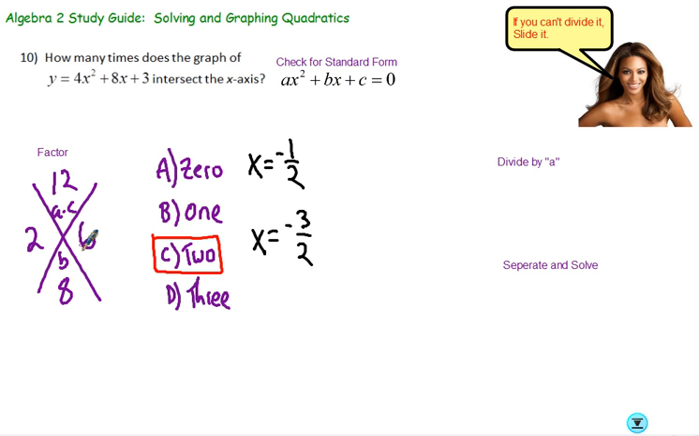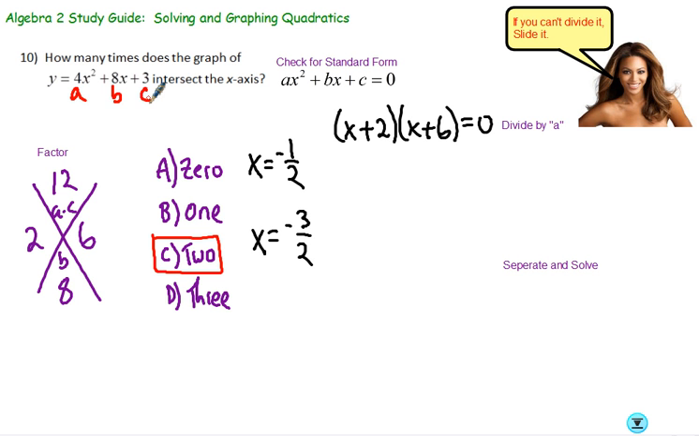And then let's put those in parentheses. So we'd have x plus 2 and x plus 6, and that would be equal to 0. And so we need to divide by a. Again, in this case, because there was our a, b, and c, our a is 4. Let's divide by 4. And it's the same situation as the last one, where we have to reduce this fraction down. If you reduce down 2 over 4, that fraction would reduce down to 1/2. And then 6 over 4 would reduce down to 3 over 2.